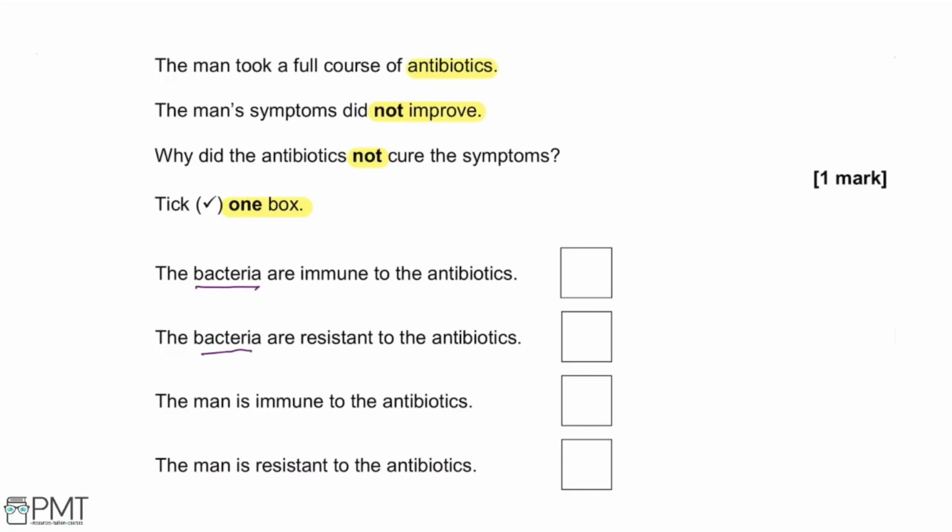it's not about the man. So that eliminates the bottom two options. So now the choice is essentially between two key terms. We've got the term immune and the term resistant. Now the term immunity is more to do with the man himself, so he might be immune to the bacteria, if he doesn't get the illness at all, it doesn't affect him. But because we're talking about the bacteria, we're talking about resistance, so that they are resistant to the antibiotic. So it's your second box that you want to tick.